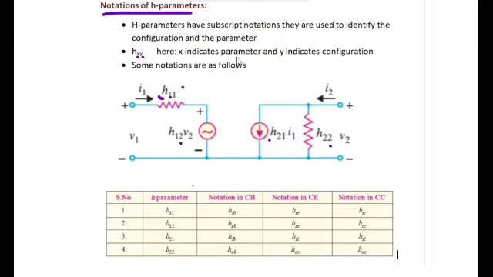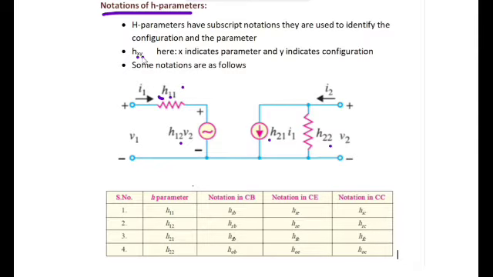the hybrid parameters, which are four: input impedance, reverse voltage gain, forward current gain and output admittance. What is the parameter? This first subscript identifies the parameter. If it is hi, then it is input impedance, if it is hr, then it is reverse voltage gain, if it is hf, then it is forward current gain, if it is ho, then it is output admittance.